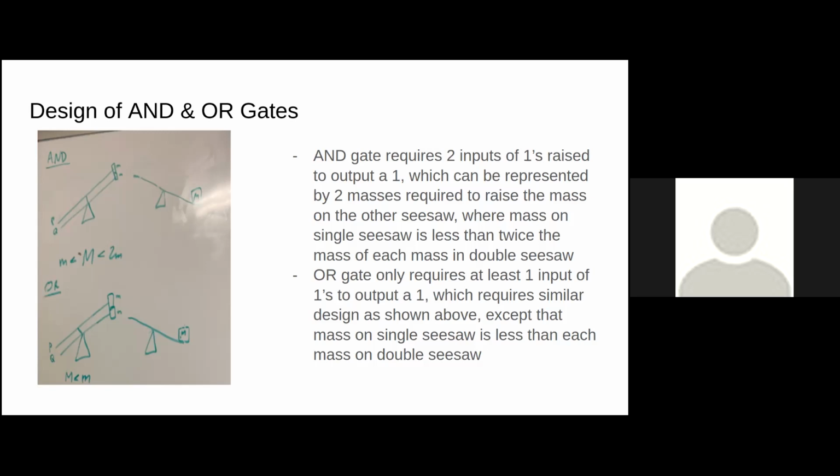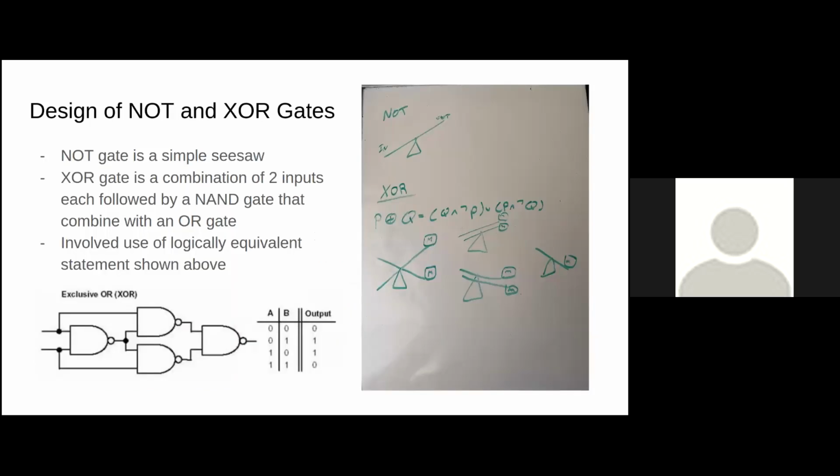For an OR gate, because only one input needs to be a 1 for the output to be 1, the final mass, the mass of the second seesaw, just has to be less than either of the masses of the double seesaw on that fulcrum. If we go next, a NOT gate would be a simple seesaw, since we had one input and it'll just change to the opposite for the output.